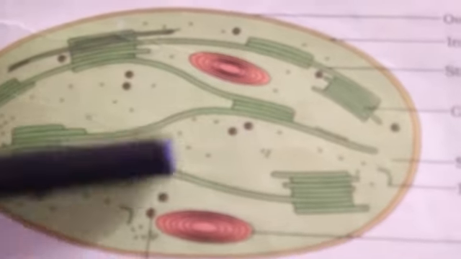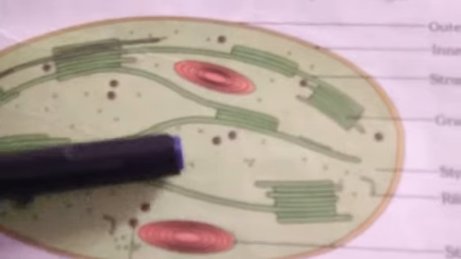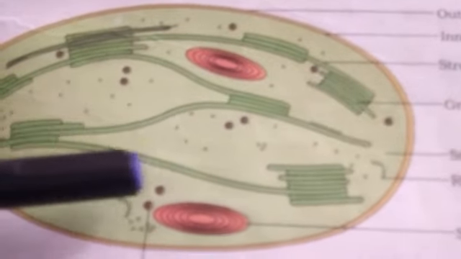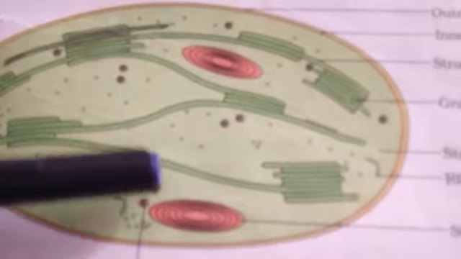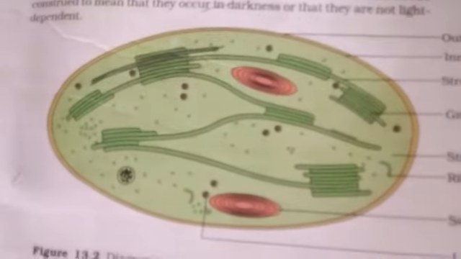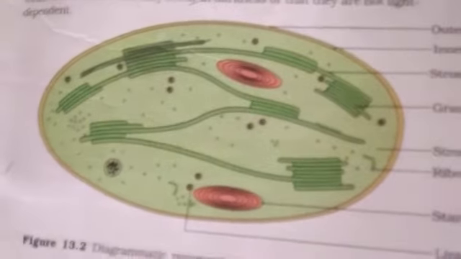And the fluid filled region, the stroma, contains all the enzymes responsible for carbon assimilation, for formation of glucose and other carbohydrates. So this is the region where the biosynthetic phase, or reduction of carbon dioxide to glucose, takes place.